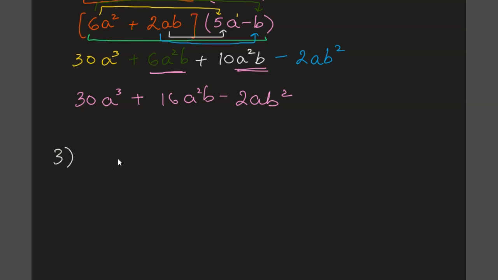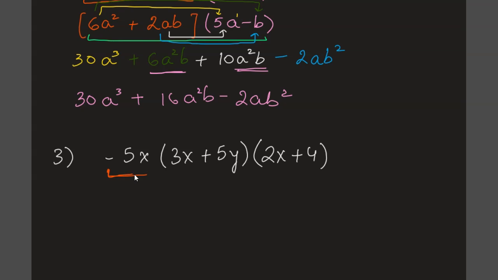Let's take up another example. And the question says we have minus 5x, (3x plus 5y), times (2x plus 4). In this case also we follow the same technique as we did in example number 2. All we have to do is first multiply the first two terms, and the answer from there we would multiply with the third term. When we multiply negative 5x with 3x, we get a negative 15x squared. Then we multiply negative 5x with 5y, and we get a negative 25xy. This is our first bracket.